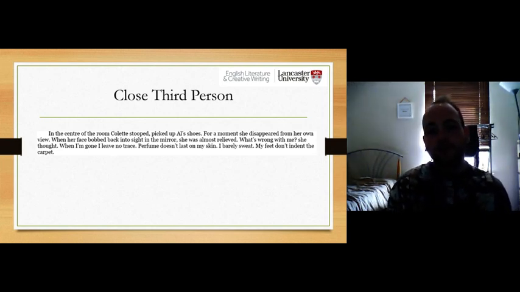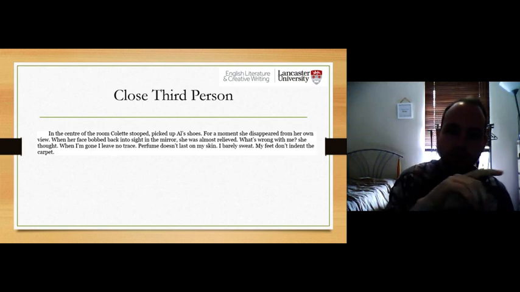In the centre of the room, Colette stooped, picked up Al's shoes. For a moment she disappeared from her own view. When her face bobbed back into sight in the mirror, she was almost relieved. What's wrong with me, she thought. When I'm gone, I leave no trace. Perfume doesn't last on my skin. I barely sweat. My feet don't indent the carpet.